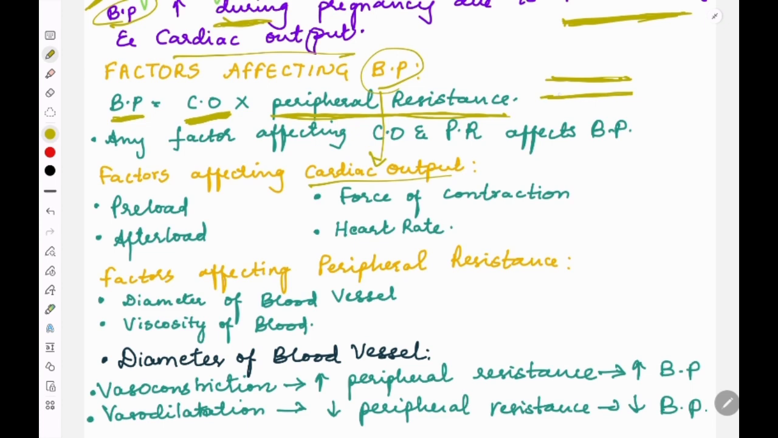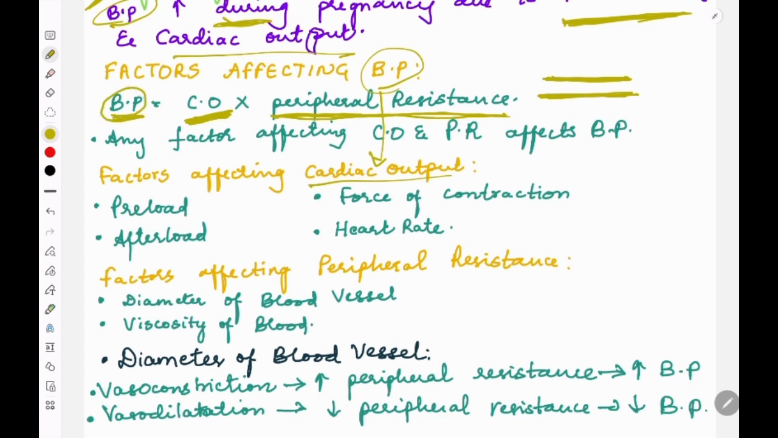Blood pressure means the blood is exerting pressure on the vessels, whereas peripheral resistance is the resistance, or a type of pressure, exerted by the blood vessels on the blood flow. Both are opposite to each other. So the cardiac output multiplied by peripheral resistance is blood pressure.